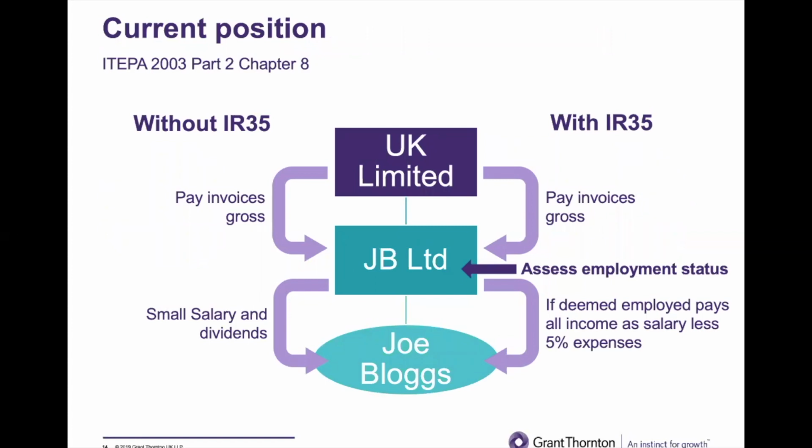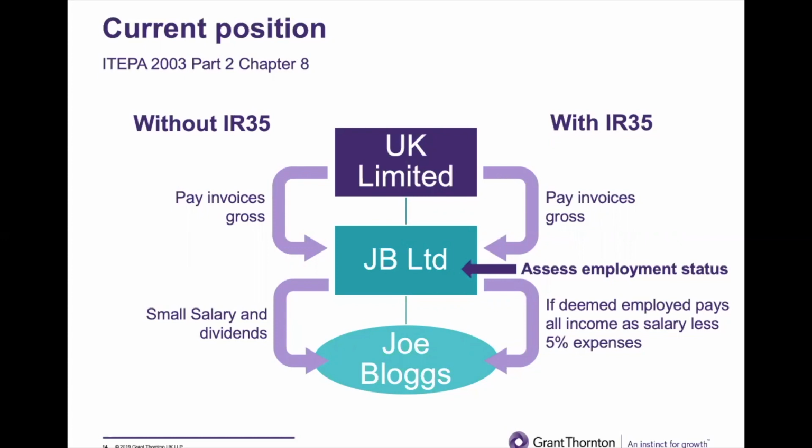So where are we at the moment with IR35? Under the current rules until April, it's the personal service company that has to look into these employment status tests and determine whether the worker is a deemed employee of the end user. So in this slide here, we have UK Limited, which is the client or the end user. We have JB Limited, which is a personal service company of Joe Bloggs, the worker.